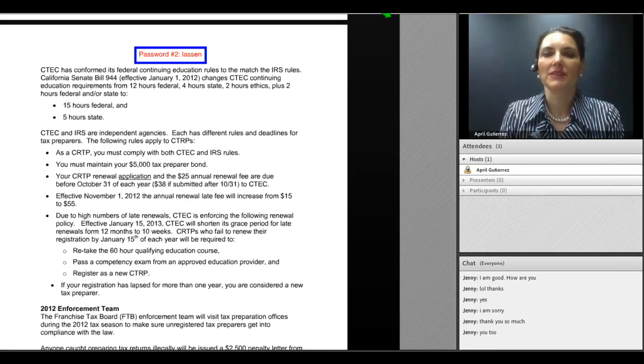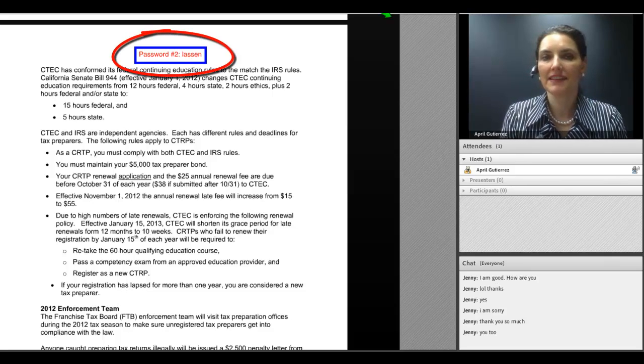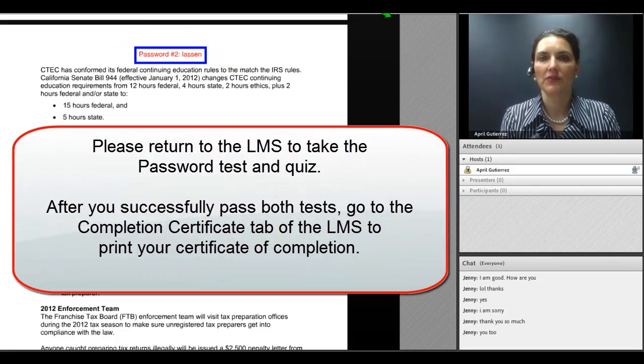The final password of the class is Lassen, L-A-S-S-E-N. At this point, we are now finished with our 2011 California update, and you can return to the LMS to take your password test. If you are a self-paced online student, you will also need to take the California Update quiz. Once you've successfully completed both those tests, you will be able to print your certificate of completion.